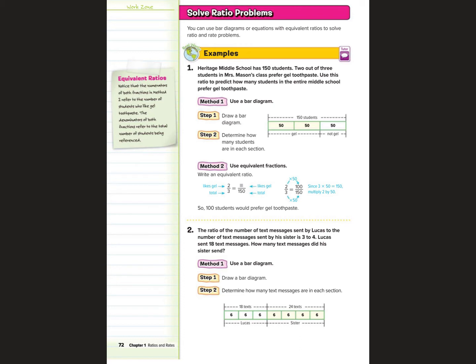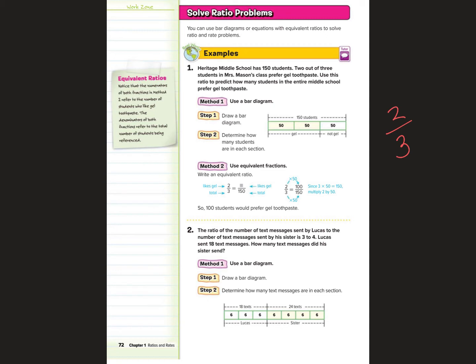Heritage Middle School has 150 students. 2 out of 3 students in Mrs. Mason's class prefer gel toothpaste. Use this to predict how many students in the entire middle school prefer gel toothpaste. Okay, so we know that 2 out of 3, so 2 students picked the gel out of 3 total students.